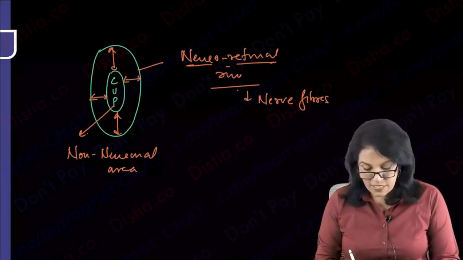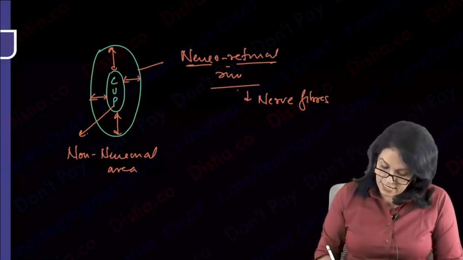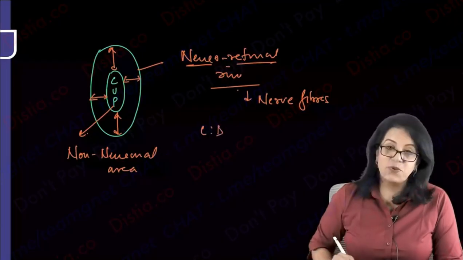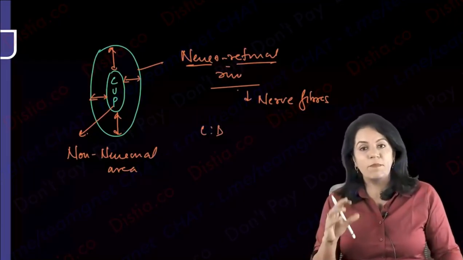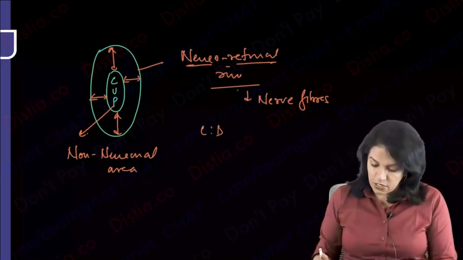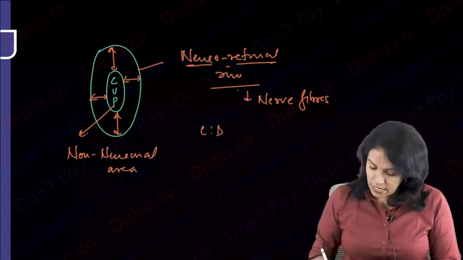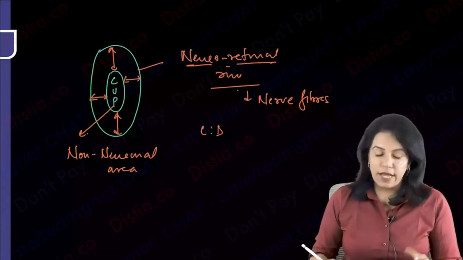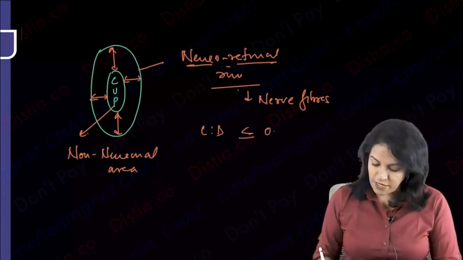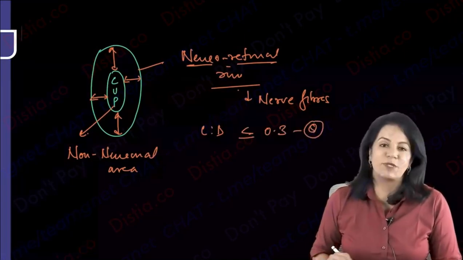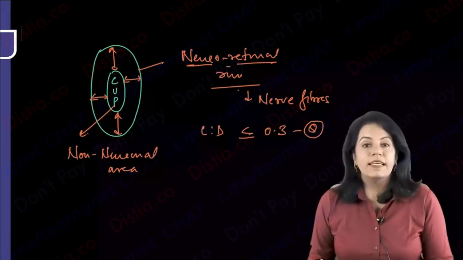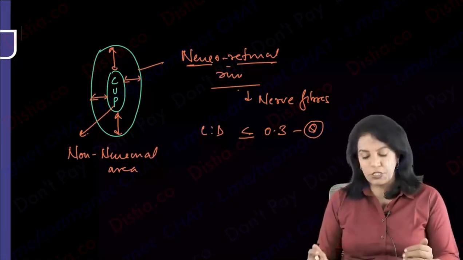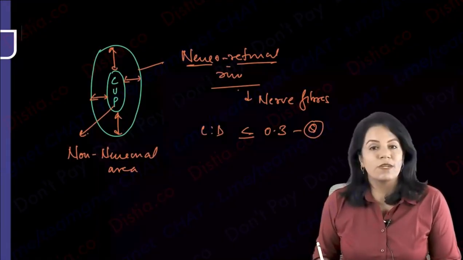Now the ratio of this cup and the whole disc is called the CD ratio. Now you know what the CD ratio is, right? So what is the CD ratio I am saying? It is the cup area and the disc area. So the normal CD ratio, if they ask you what is the normal value, it is less than or equal to 0.3. First of all, this is your exam question. I'll just repeat this. I'm saying that the normal CD ratio is less than or equal to 0.3.